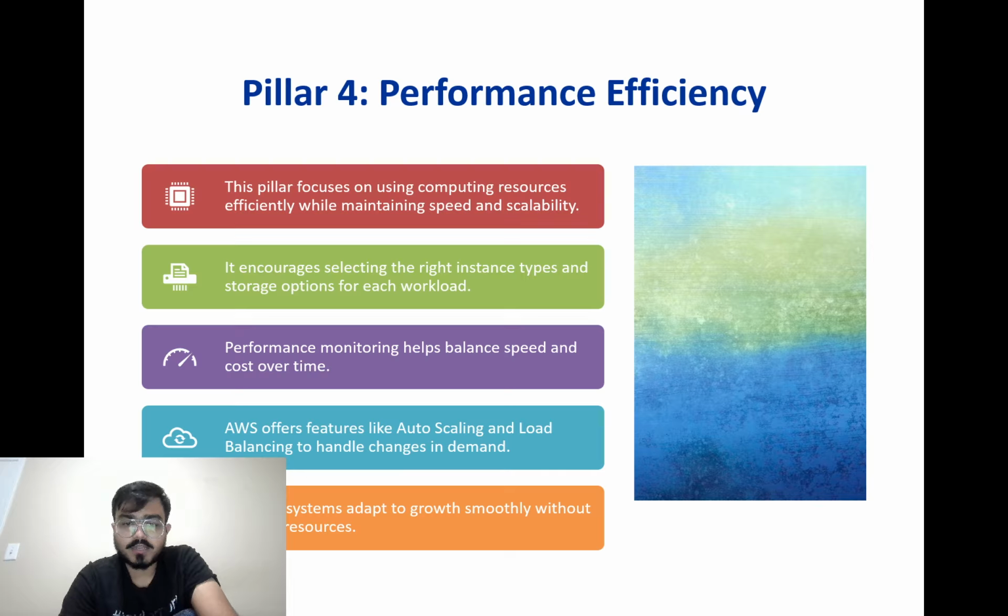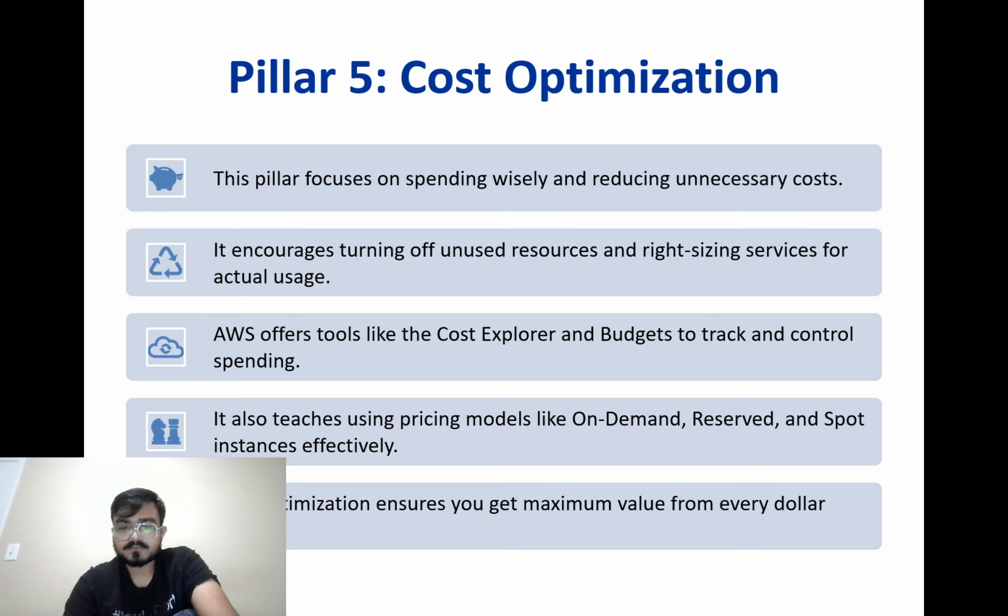For example, you can use auto scaling to adjust resources automatically when traffic increases or decreases. AWS also provides many types of instance and storage options, so you can choose what fits your workload. Monitoring performance regularly helps you make small changes that lead to big improvements over time.